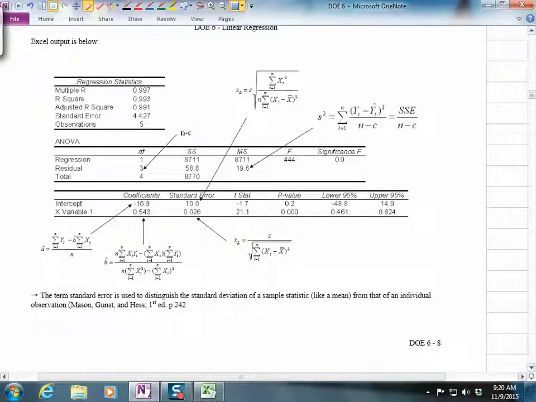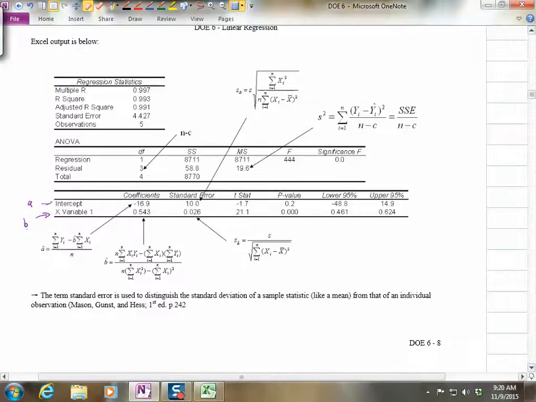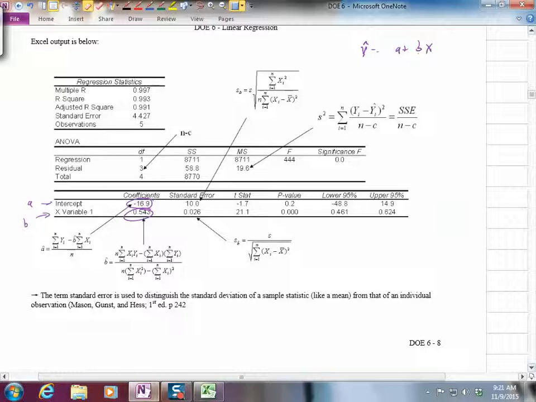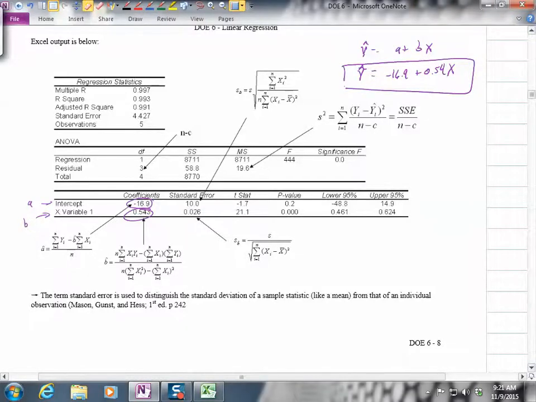So let's start right here. Intercept, that's your coefficient, right? So that's A. X variable 1 is B. You can sometimes highlight the labels to get a little bit more descriptive values here, but that's a detail. So A, the intercept, remember that was that 16.9, and B, the slope, was this. So this was for that model. And Excel says, here, your model is minus 16.9 plus 0.54 times x. And it was that same brittle hardness value data that we had before.